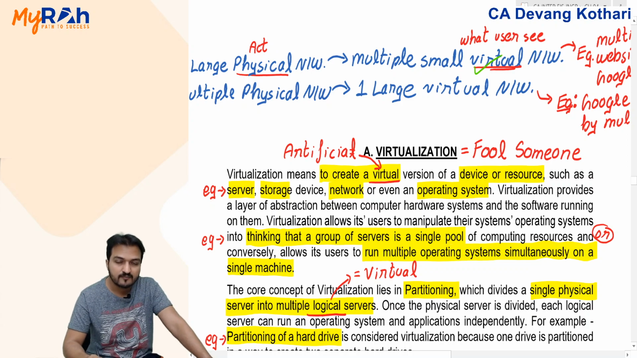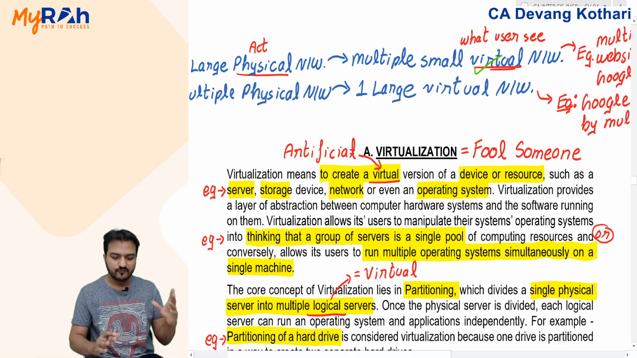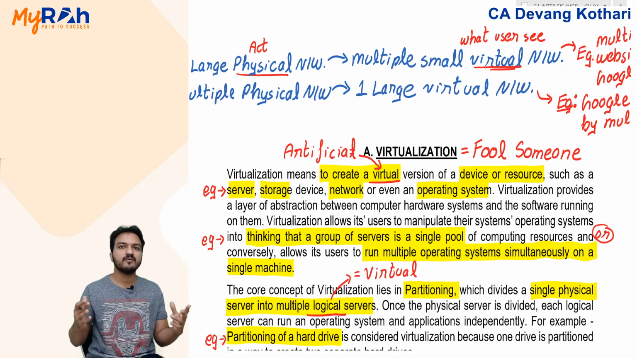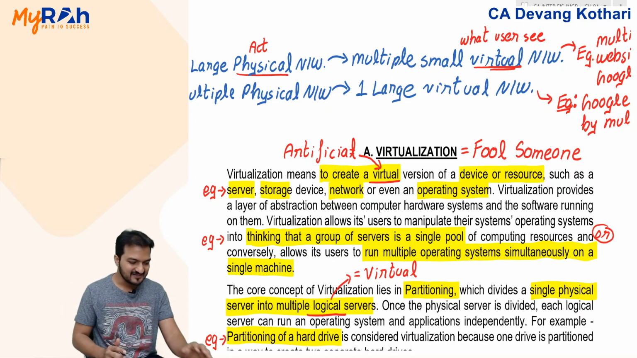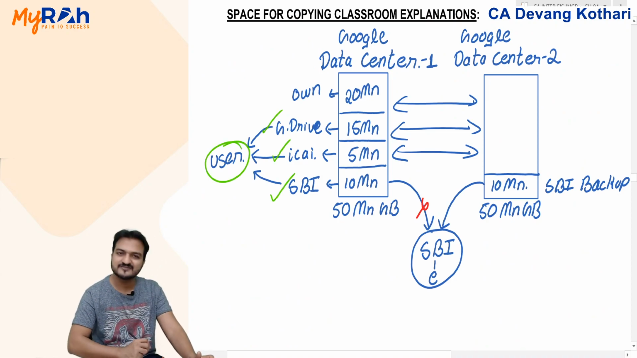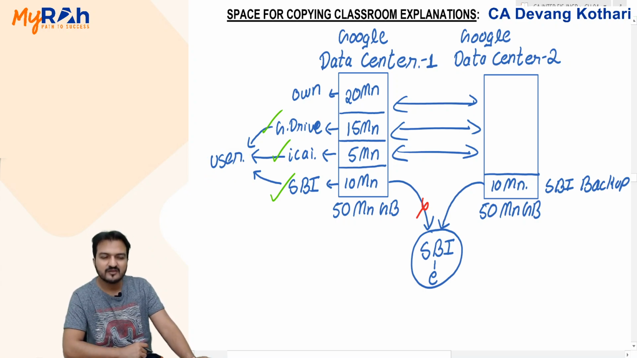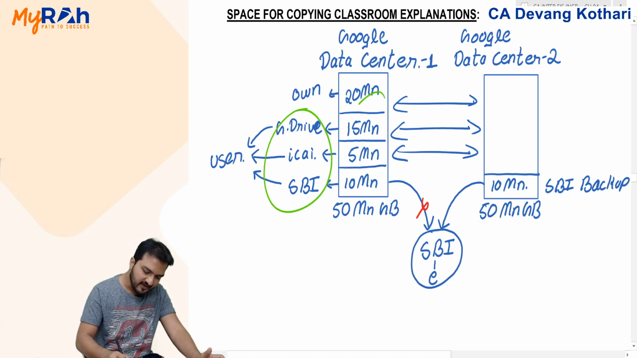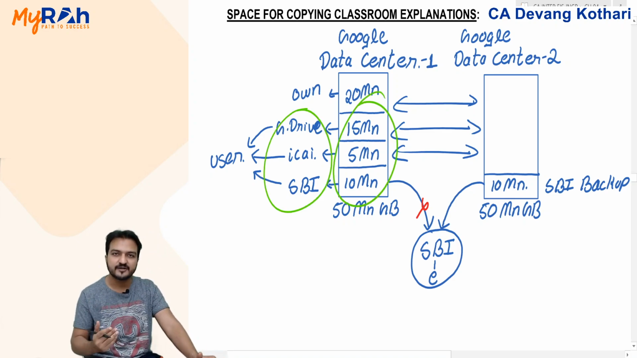So user, you will feel as if you are accessing three different networks, but actually it might be coming from the same location. This is the example which I showed you here. You are the user. You are using Google Drive, ICAI and SBI website. You feel that you are accessing three different websites at a time, but you might never know that all the three things are actually coming from the same data center.